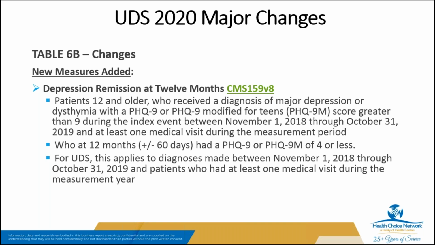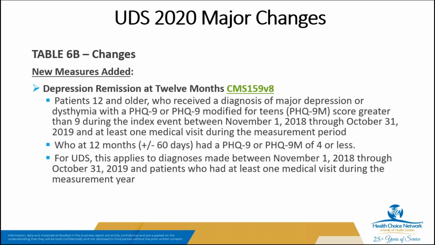It's the PHQ-9 modified tool for adolescents. Okay, and if they've scored greater than 9 during the index event, meaning when they were diagnosed with major depression, it looks in 12 months plus or minus 60 days for you to do another PHQ-9 or PHQ-9M and looks at the score and sees if there's been remission. And that would be indicated by a score of 4 or less. So for the denominator, this is going to be looking at diagnoses made between November 1st of 2018 through October 31st of 2019 for the 2020 year. That allows you that 12-month period and then checking to see if the patient had remission.